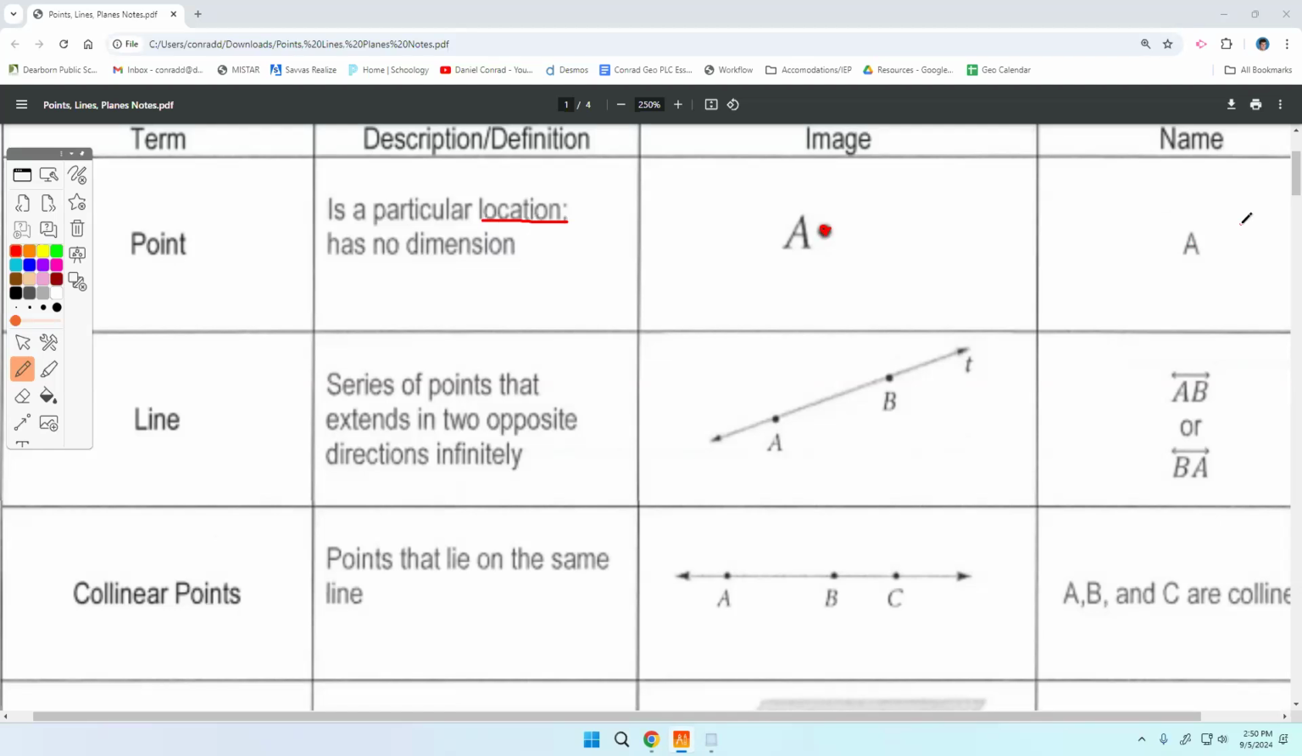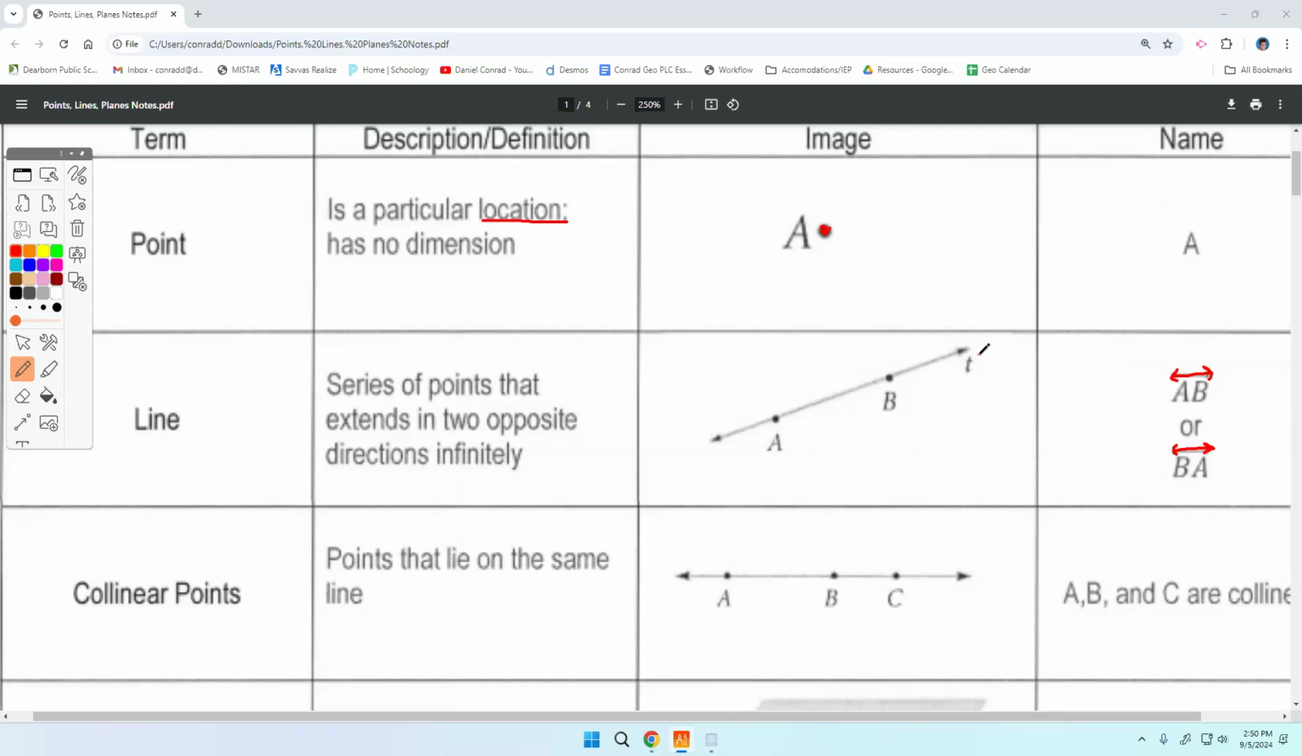A point has no length or width or height, so it has no dimensions, right? It's just that location. All right, a line is a series of points that extends in two opposite directions. To name a line, we can pick 2 points that are on it. In this line, we have an infinite number of points, but they show 2 of them, A and B, with dots. So I can pick those 2 points and then put the line symbol over top. It's hard to see, but this is actually little arrows. So that's the line symbol over AB or BA.